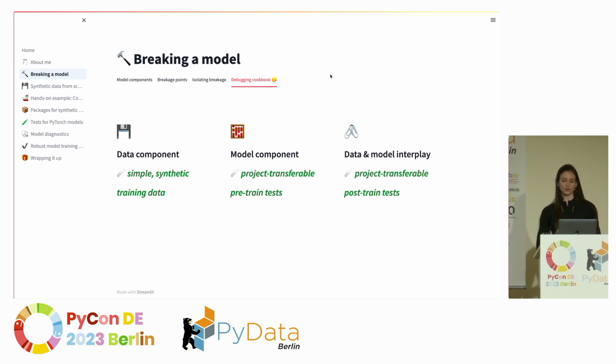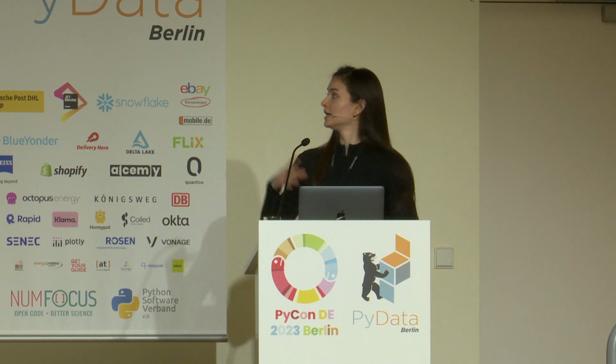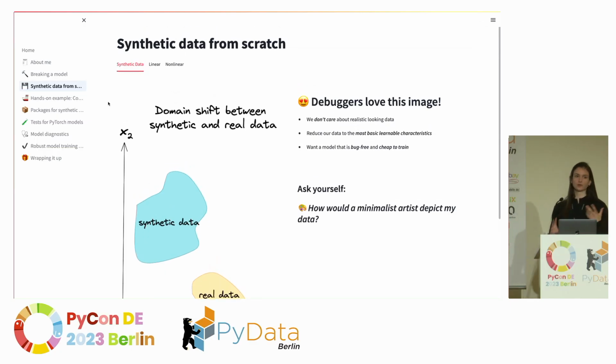And the last component is the interplay between the data and model. Basically, when we have made sure that our data is working well, our model is working well, but we still see that something is not really right. And here we're going to look at some project-transferable post-train tests to catch any last bugs that we might have in our model. So let's start out with our first component, the data.